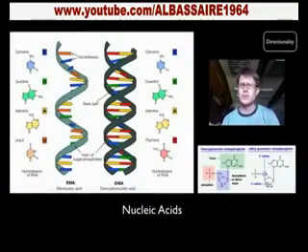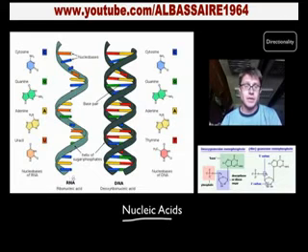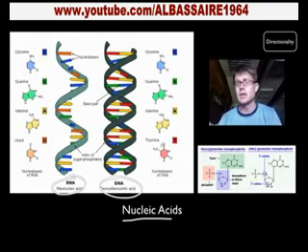So let's go through those 4 different macromolecules. Remember, nucleic acids, proteins, lipids, carbohydrates. So the first one are going to be the nucleic acids. Nucleic acids are the genetic material, and they pass that on. The 2 different types are RNA and DNA, and we've talked about those before. But let's talk about the nucleotide. So nucleotide is going to be the building block of a nucleic acid.